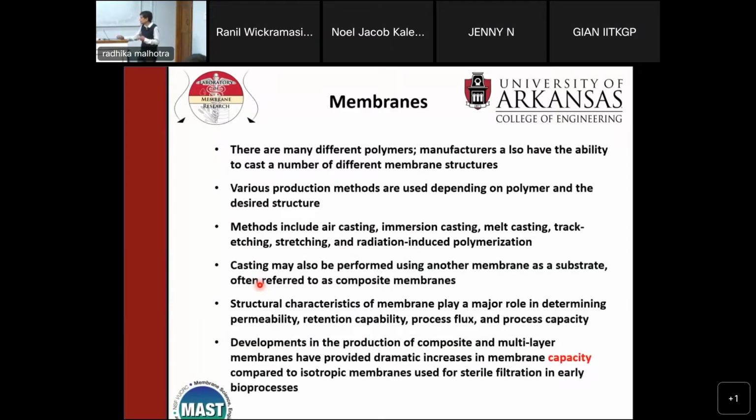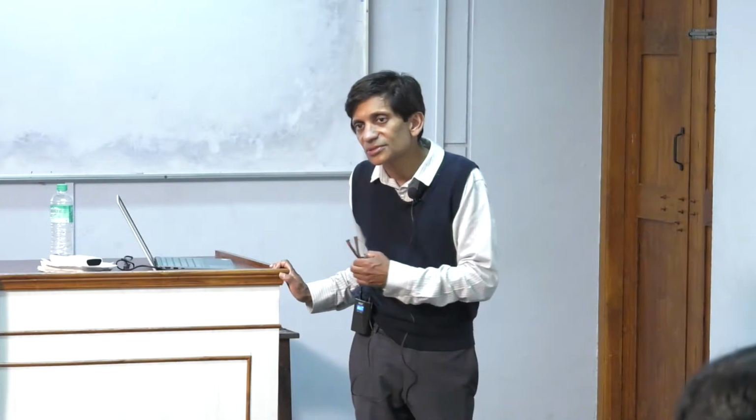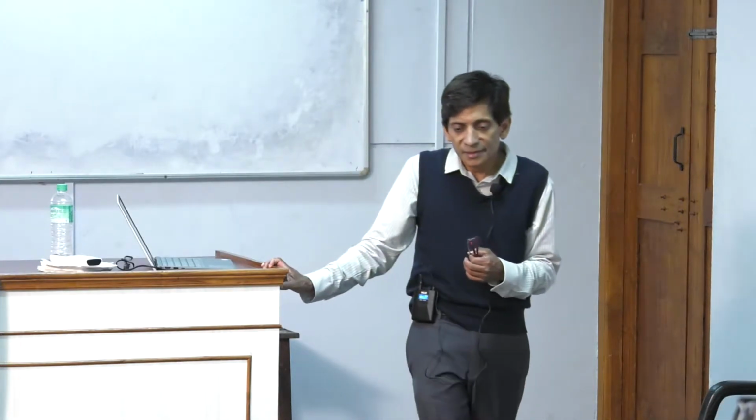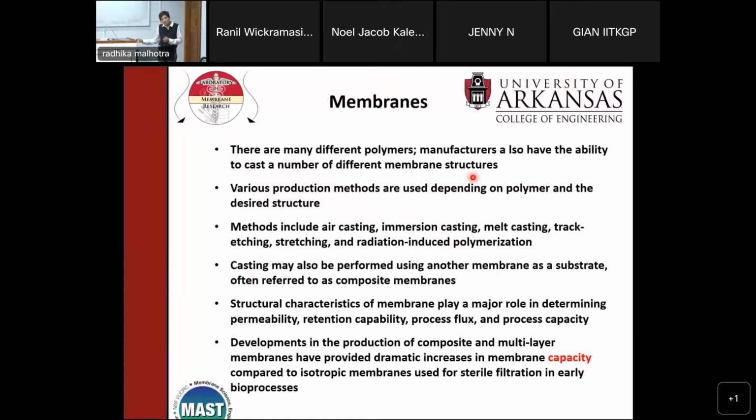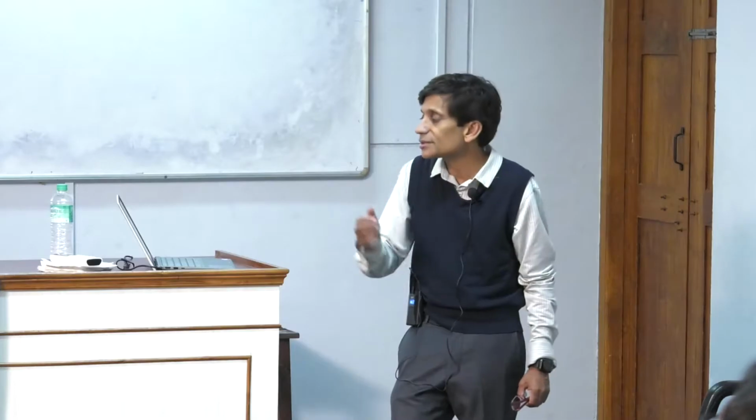Okay, so there are many different polymers. Manufacturers also have the ability to cast a number of different membrane structures. And this gets back to chemistry: when you think of trying to optimize membranes for biotech applications, there are many different polymers. We'd like to work with polymers that are regulated, that actually have approval from regulatory authorities. So things like PVDF, polyether sulfone, regenerated cellulose are ones that are routinely used. So you'd like to work with those.